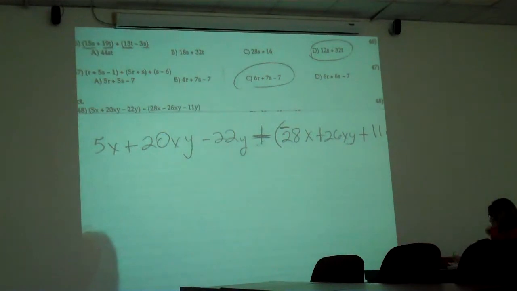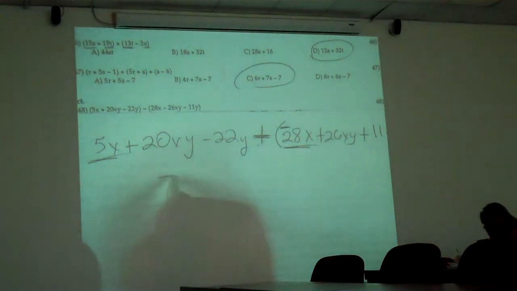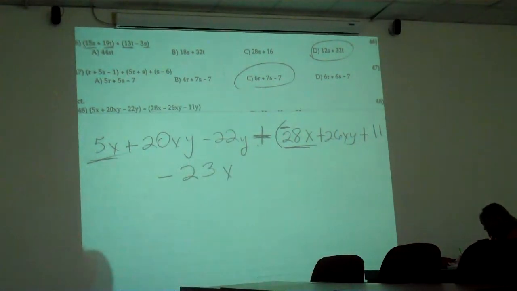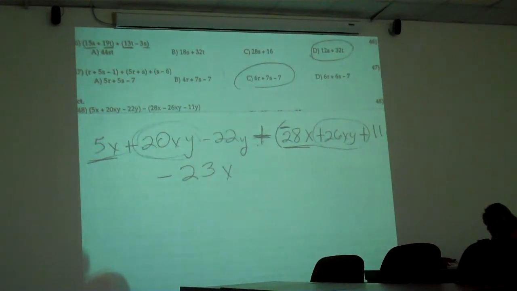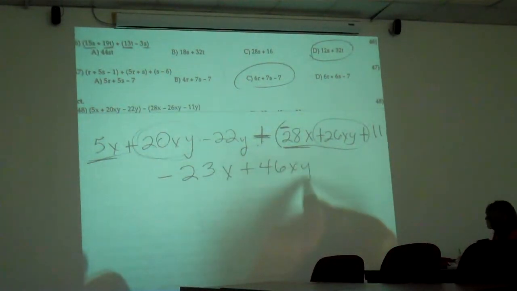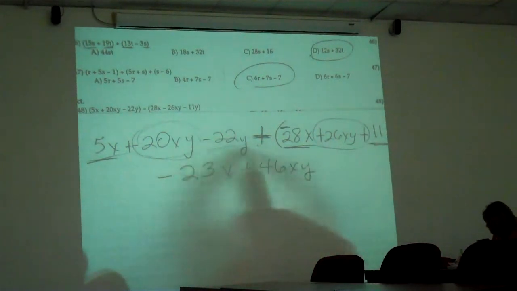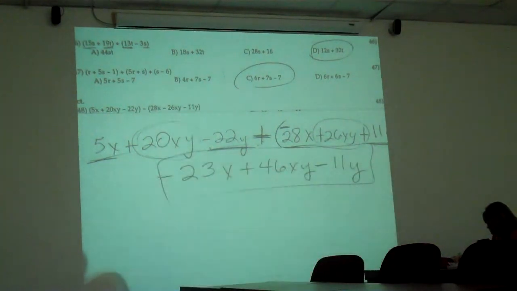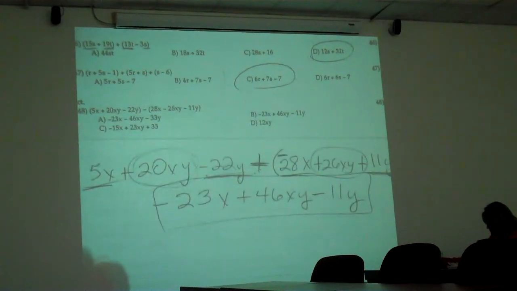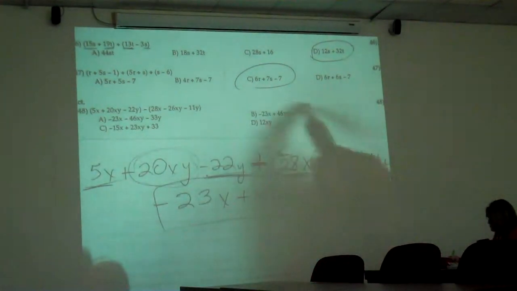Now you can just add the like terms. What do you want to start with? We have x's, xy's, and y's. x by itself? Okay. 5 minus 28, negative 23x. Okay, well, xy, I guess, yeah. 20xy plus 26xy? Positive 46xy. How about the y's? Negative 11y. Okay. Negative 23x plus 46xy minus 11y.